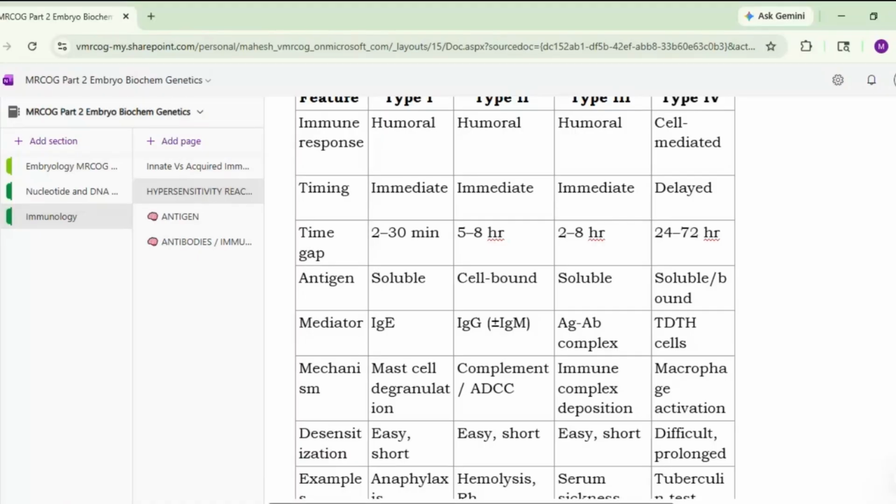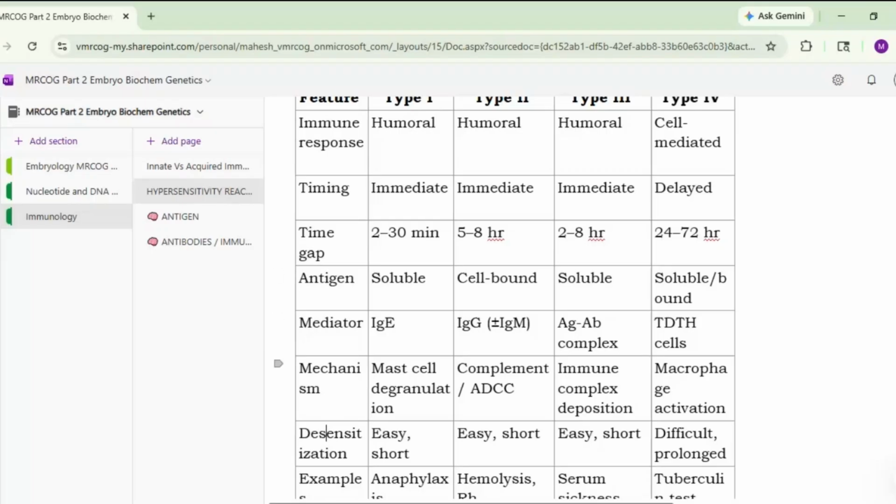Please remember this, because they will give you a scenario. Then you have to identify what type of hypersensitivity reaction it is, and then choose the option of what is responsible, what is the mediator, whether it is IgE, IgG, or antigen. Type 3, please remember, it is antigen antibody complex.